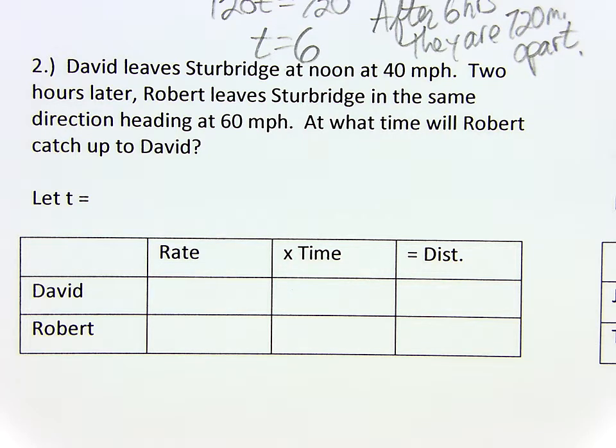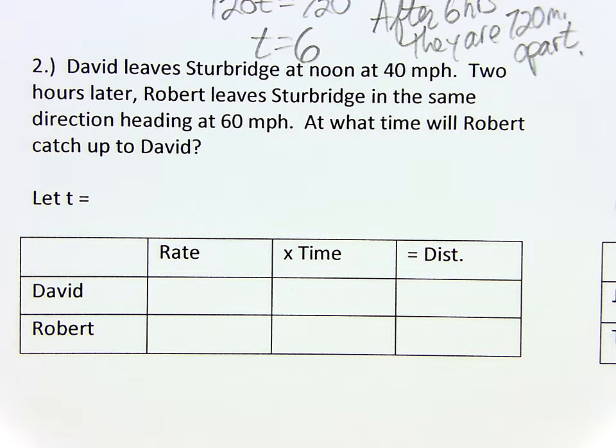Can you visualize this? Two people leave Sturbridge. He left. He's just going slow. 2 hours later, this guy kicks into gear and he's like, oh, shoot, I better leave. He gets in his car and he's going just faster, so eventually they're going to catch up. Does that make sense? You see that?